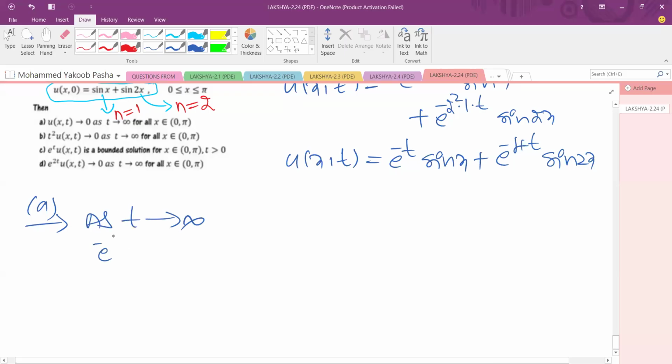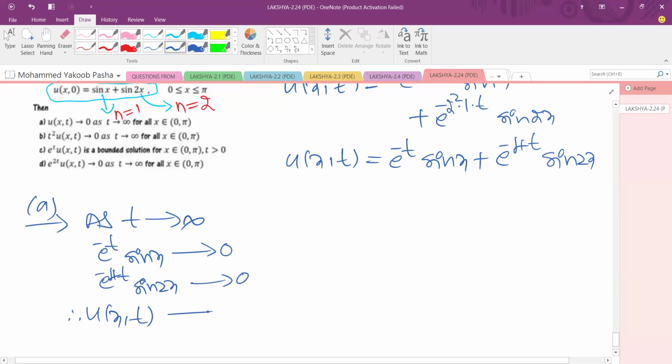As t tends to infinity, e power minus t sin x tends to what? It approaches 0. And e power minus 4t into sin 2x also approaches 0. Therefore, u of x comma t also tends to 0. So what is option A? Option A is the right option.